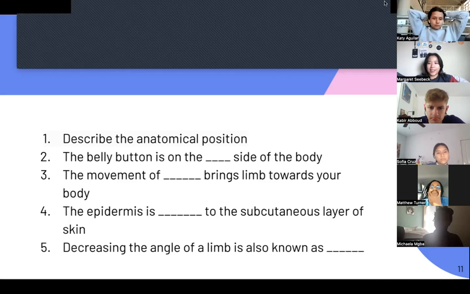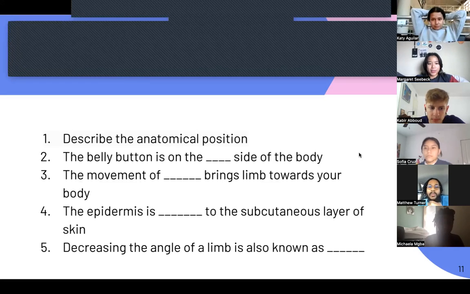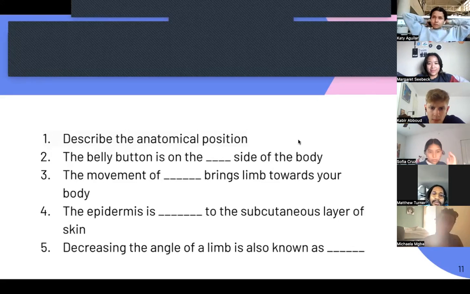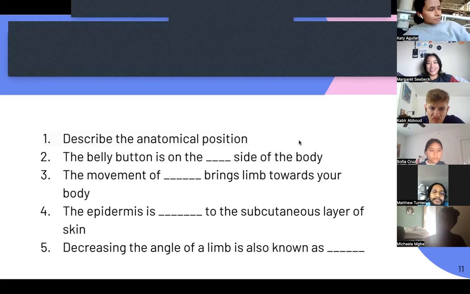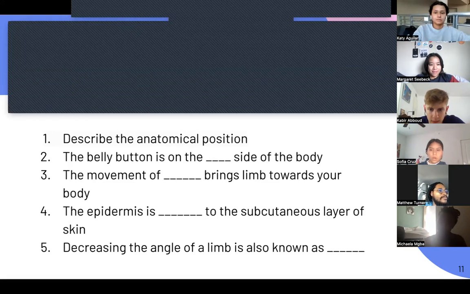Thank you. All right, here's a little quiz I put together. Can y'all see the questions right here? Yeah? Okay, cool. So someone describe the anatomical position for me. It doesn't have to be that much in depth, just like straight up. Faces forward, palms forward. Yep.